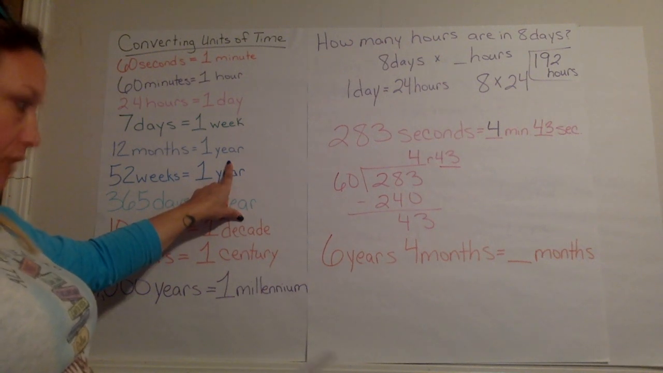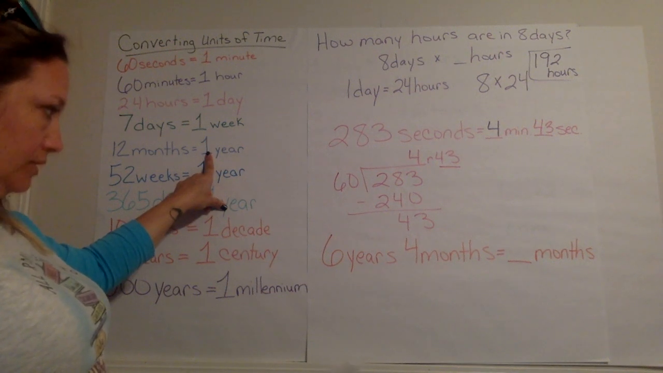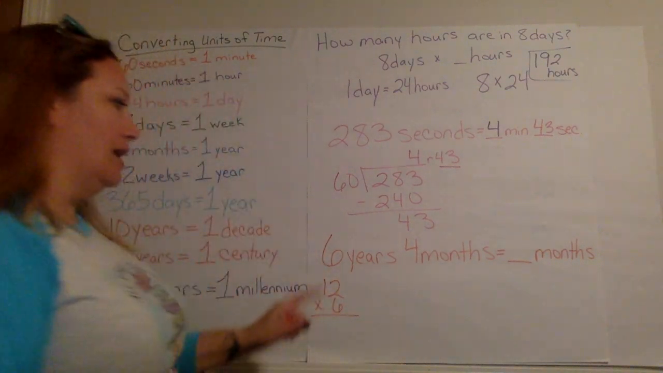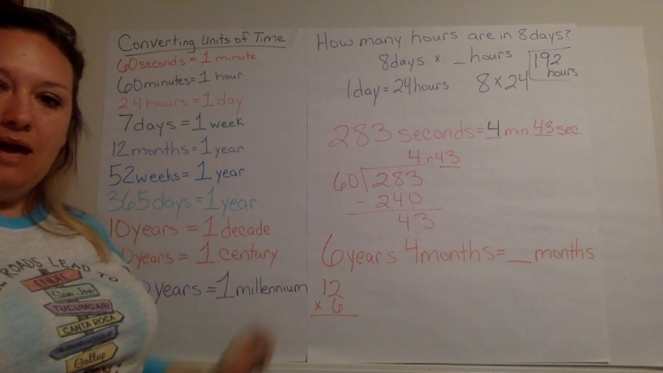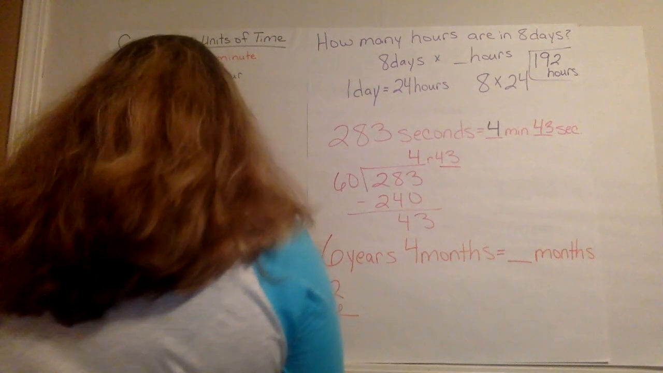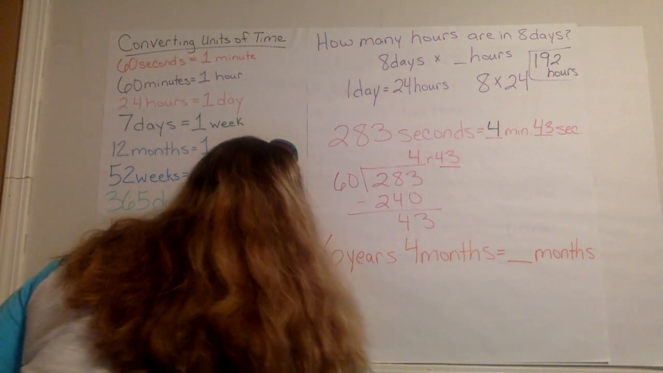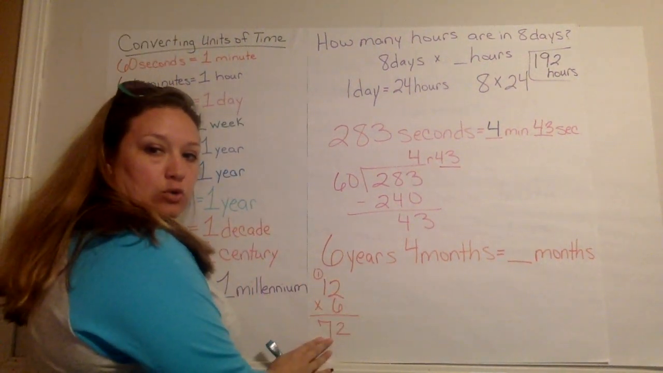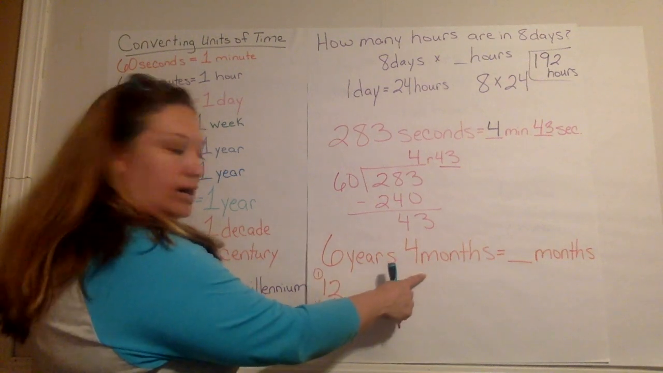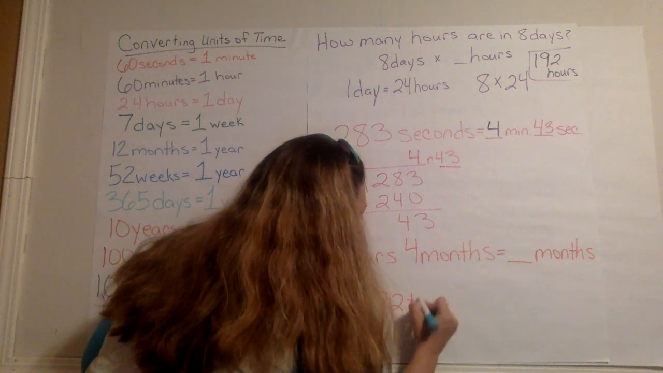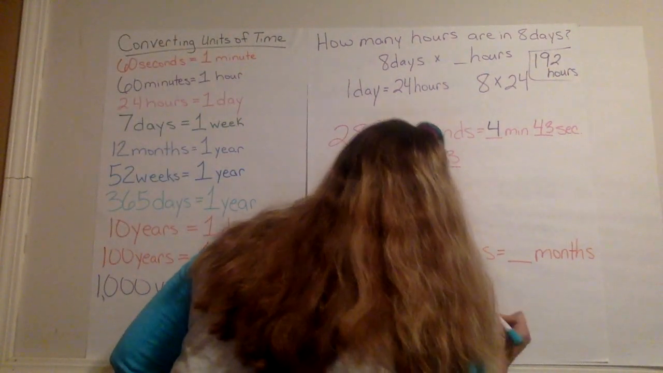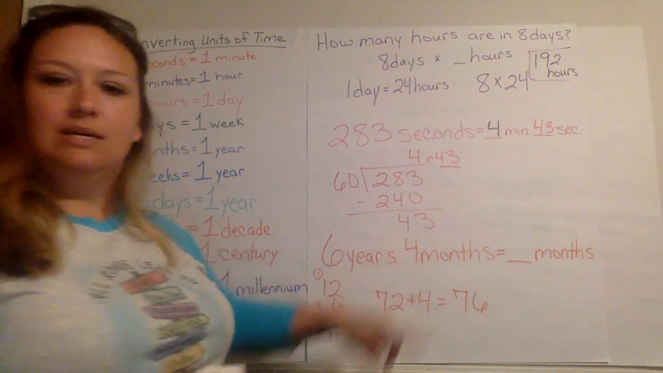Okay? So if we know there are 12 months in 1 year, we've got to say 12 times 6 to find out how many months are in 6 years. 6 times 2 is 12. Carry my 1. 6 times 1 is 6. Plus 1 will be 72. All right. So we know there are 72 months in 6 years, but we still have 4 months to go. So we're going to take that 72 and add those other 4. So 72 plus 4 is going to give me 76. So we know 6 years and 4 months is the same as 76 months.